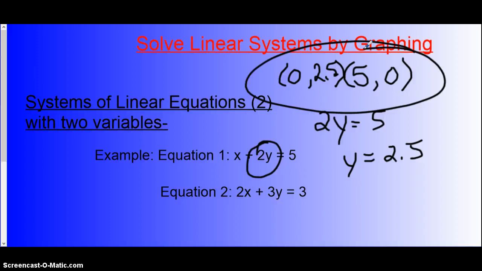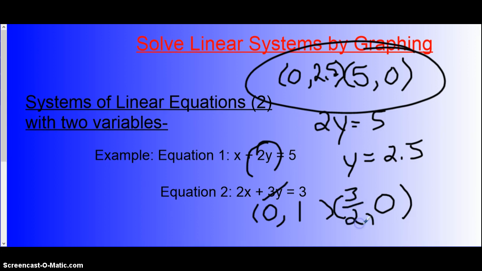And then you could do the same thing for your second equation, where you could set x to 0 and y to 0, and then do the other coordinate point. So if we set x to 0, we end up with 3y is equal to 3. That means that y is equal to 1. And if we set instead the y to 0, we have 2x is equal to 3. So we would have 3 halves as our x.